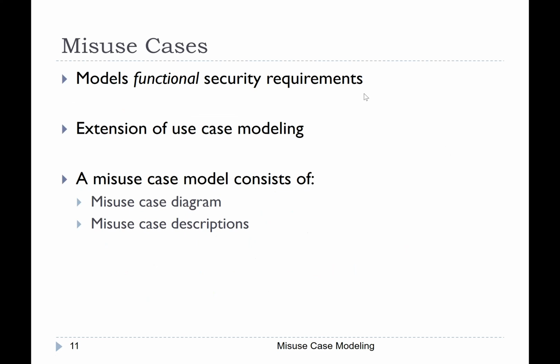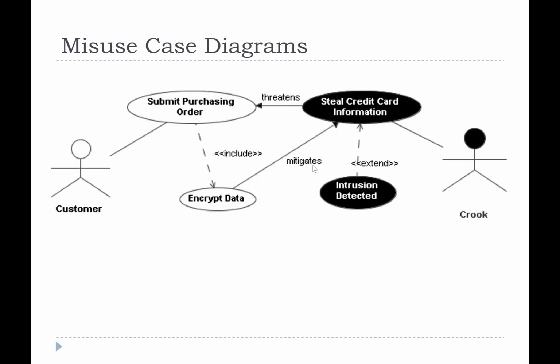So a misuse case model models the functional security requirements, just like use case modeling models the functional requirements. It's an extension of use case modeling, and the result is a misuse case diagram. A misuse case diagram would have both the use cases and the misuse cases. We'll see an example of that in a moment. And each one of those misuse cases will have a textual description as well. Okay, so this is a very, very primitive example of a misuse case.